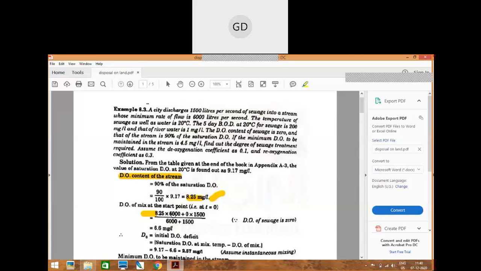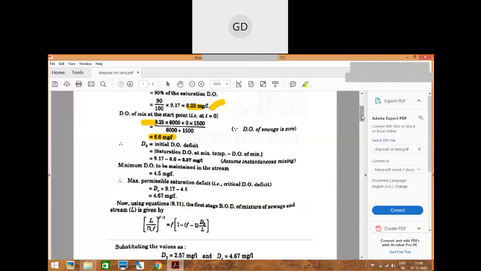Okay, this is 8.25, the CS. And what is QS? QS, 6000, is given. Then CR is 0. The DO content is 0, mentioned in the question. Then again it is 1500 QR. So everything is given. You put these values in that equation, and then you will get the DO of the mix to be 6.6 milligram per liter.